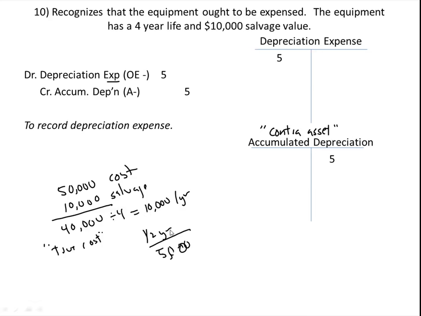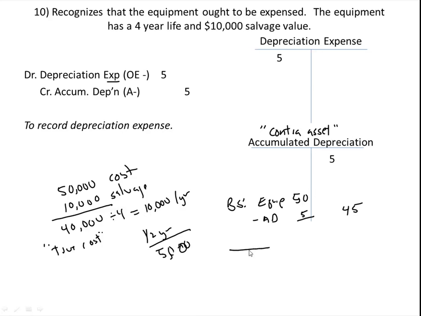On our balance sheet, if we wanted to see this, we would say equipment of $50,000 minus accumulated depreciation of 5, giving us a net balance of $45,000. Just like with the prepaid rent, we're doing the 12 minus 3 is equal to 9. We're doing the 50 minus 5 is equal to 45. We're simply doing it in 2 accounts rather than in 1.